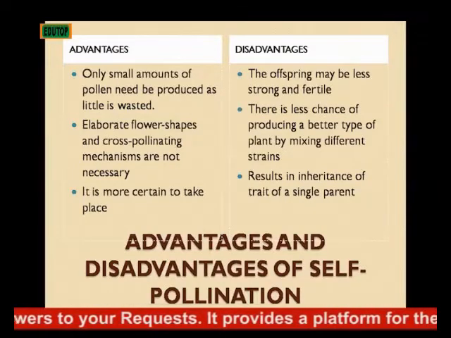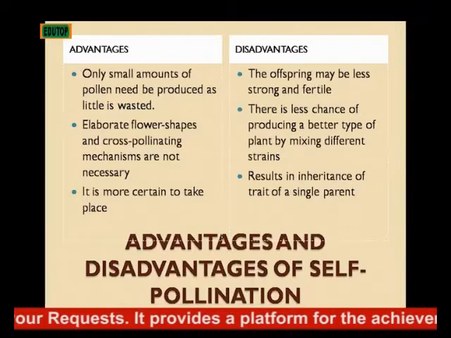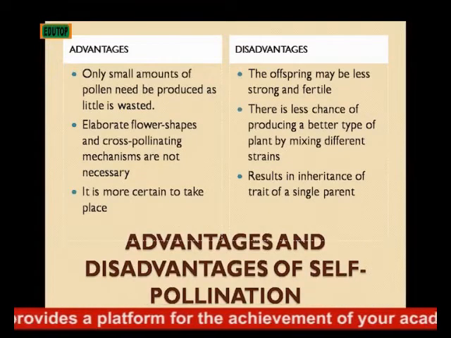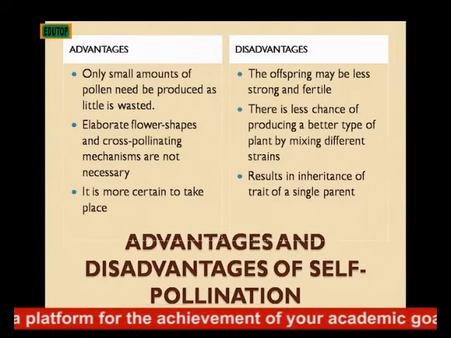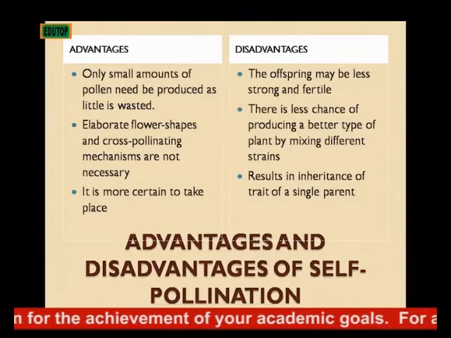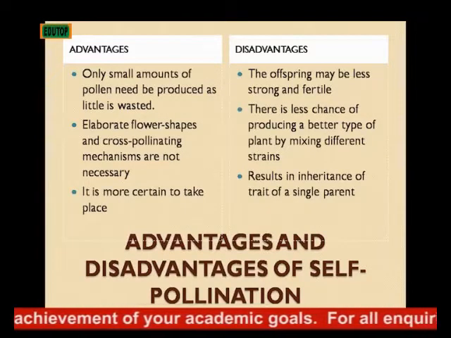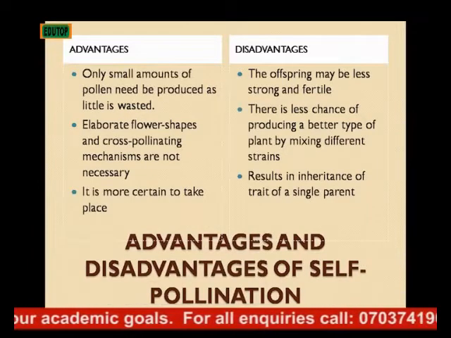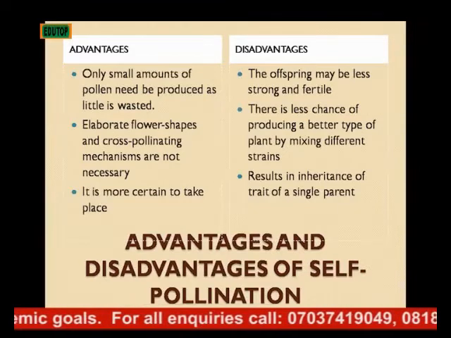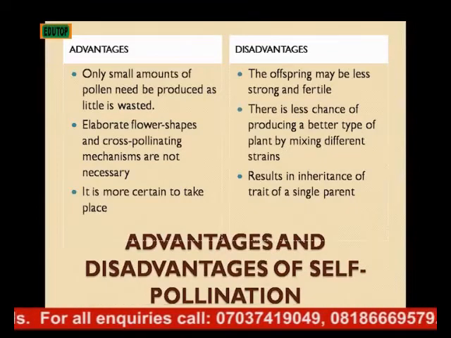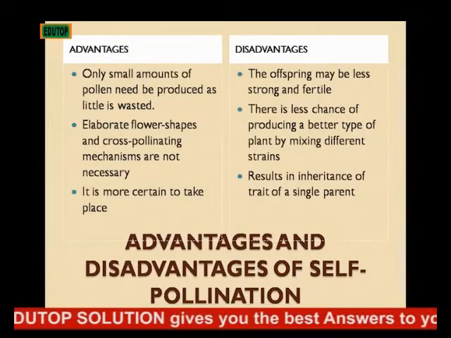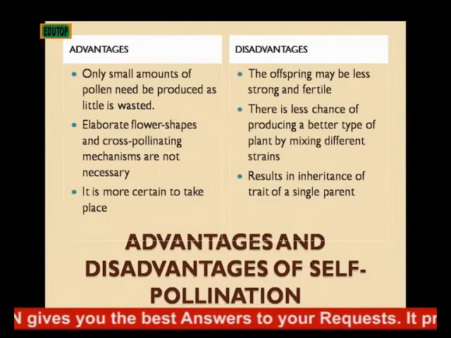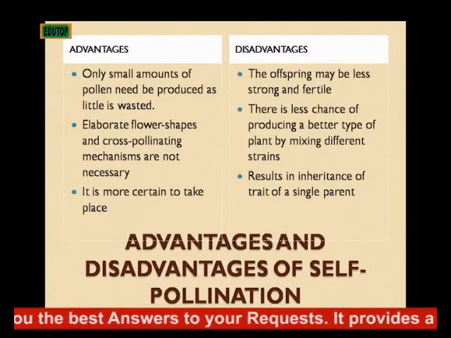Then what about the disadvantages of self-pollination? First, the offspring may be less strong and fertile, since it's the same parent that is reproducing itself. So it's still the same weakness that we have in the parents, the same susceptibility, that will be manifested in the child. The offspring may be less strong and even less fertile, since it's still the same plant that is self-pollinating itself.